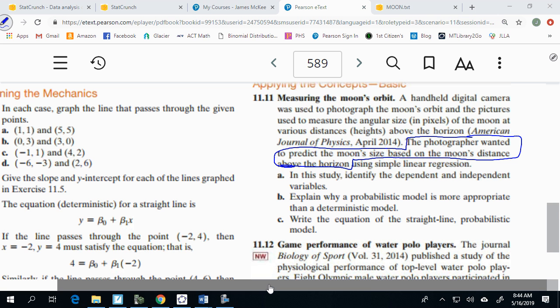He's trying to predict size, right? So that means size is the what? X or Y? Y. Okay, so sometimes it helps me when I'm doing these things, I'll actually go through and do this, right? So Y is the size and X is going to be the height above the horizon. I believe he's measuring that in degrees, right?